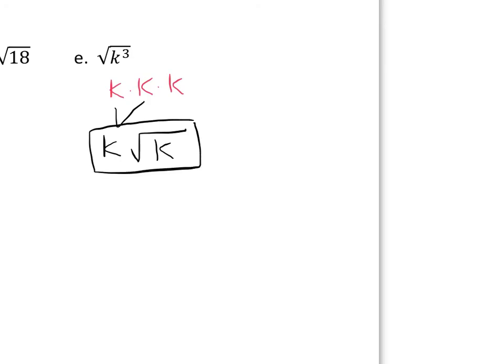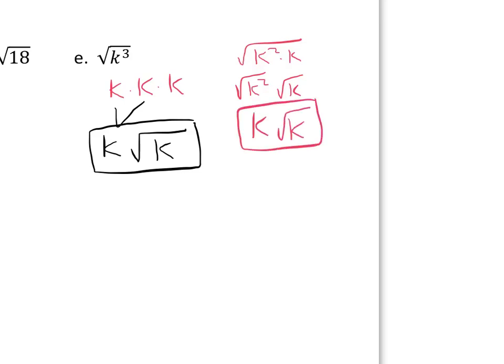Another way to look at it would be to say that we would break it down into squares, and then we would write them as their separate roots, and the square root of k squared is k. So same answer, different method of doing it. And this ends the first video for 7.1 on simplifying radicals.